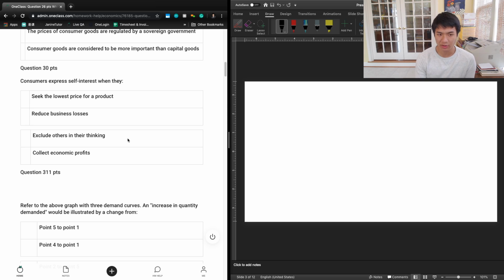Because by seeking the lowest price for a product, the consumer maximizes their consumer surplus, in which they're trying to find the largest difference between their maximum willingness to pay and how much they actually pay. By seeking the lowest price, they're maximizing that difference, and that's going to basically allow them to have the optimal amount of benefit for themselves. And that's a classic example of expression of self-interest in economics.